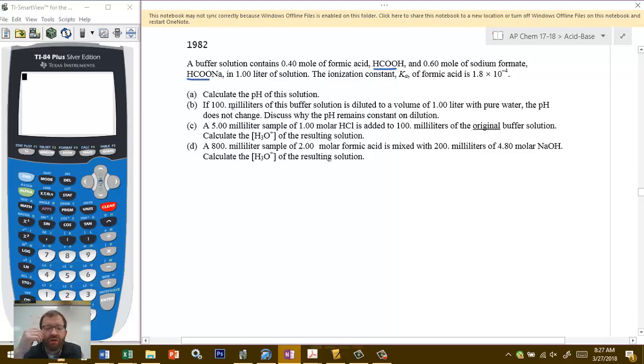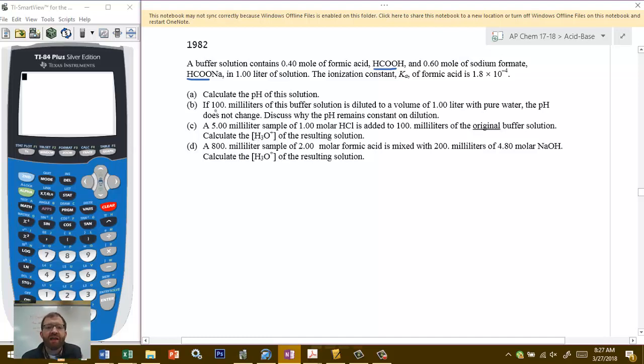Be on the lookout for those, where that same ion is present in both the acid and the salt of that acid, because that's a dead giveaway that we're looking at a buffer question. I mean, obviously there are a lot of other questions that could come with any weak acid problem or ICE table in general, or just a question relating to acid-base chemistry in the first place. But for this one, we've definitely got a buffer for a couple of good reasons.